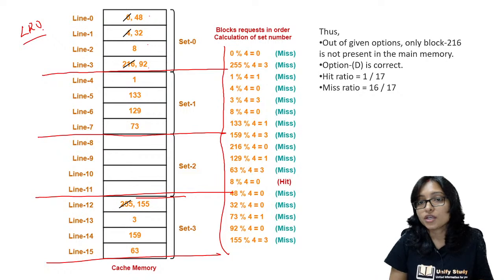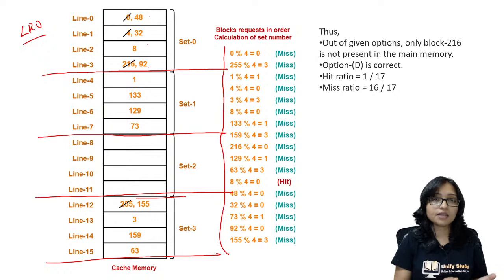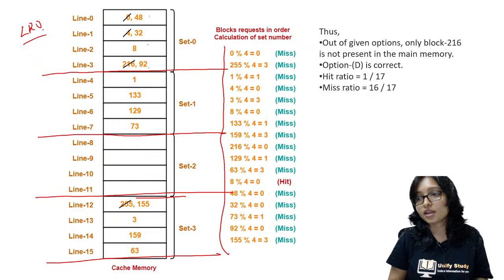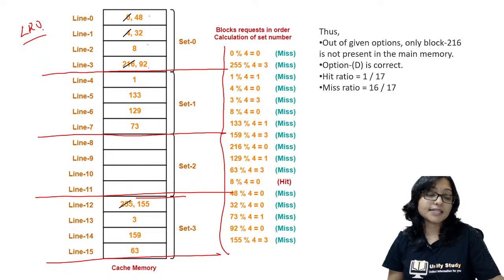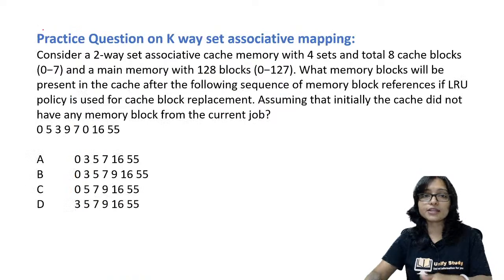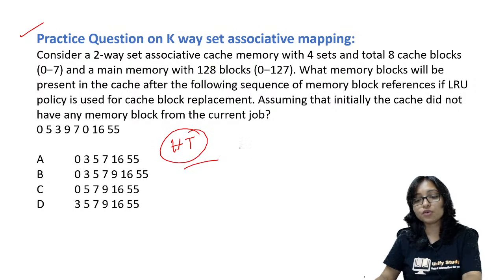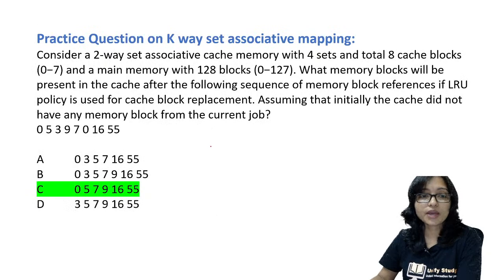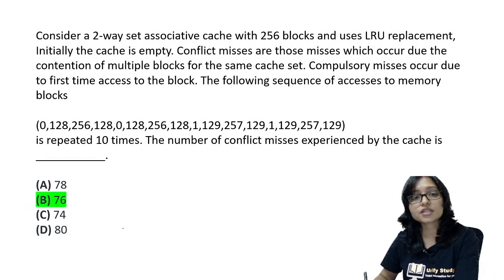Okay, so these are the types of questions you can expect, and this is the main difference between direct, set associative and fully associative. I hope you got it. I hope it is clear to you, and if it is clear, then practice this type of question. Here is a practice question, you can do it as a home task. Answer will be this one. Here also you can see the answer, and it is a home task for you, you can do it.